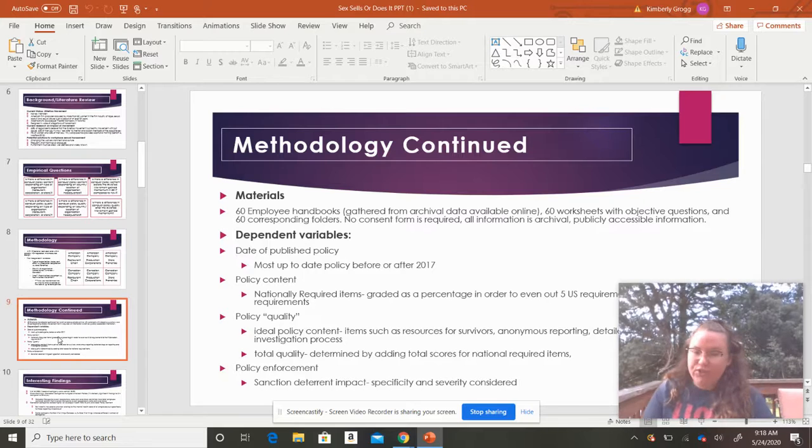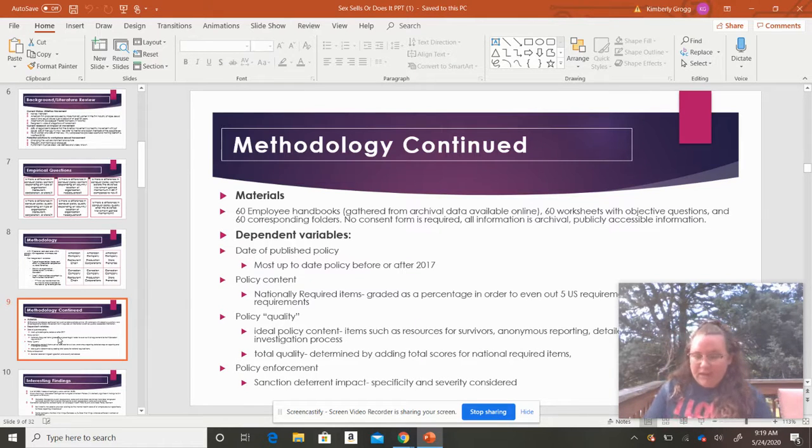I didn't use the questionnaires that a lot of people use and give out on campuses to have students fill out. I actually was able to find online archival data of 30 employee handbooks from American companies and 30 from Canadian companies. It was pretty hard to find Canadian companies just because I don't speak French, so some of them were only available in French, and I didn't want to reduce the language down to translating it and might not get the full extent of that policy.